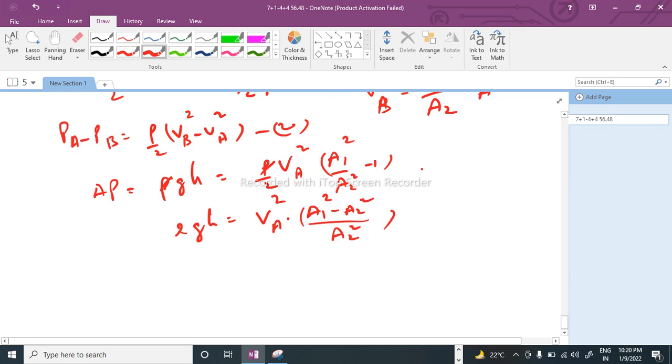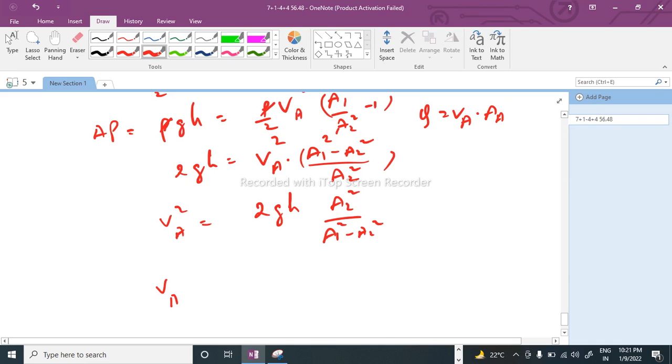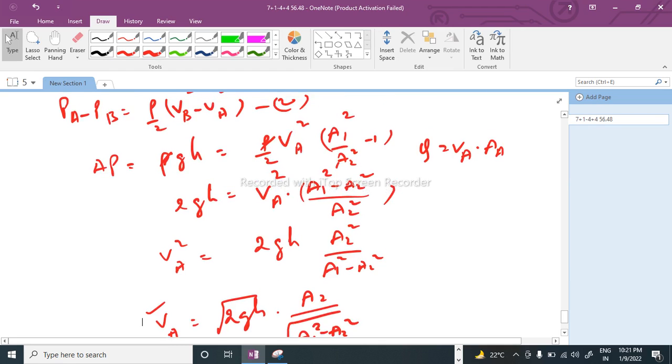So you know that Q is equal to velocity multiplied by area, that is VA into A1. So we can write VA square is equal to 2GH A2 square by A1 square minus A2 square. Take the square roots on both sides, you get root over 2GH multiplied by A2 divided by root over A1 square minus A2 square. So once you know VA, you can always find VB. So this is the procedure involved in calculating using a venturimeter.